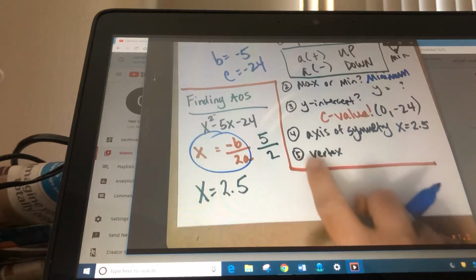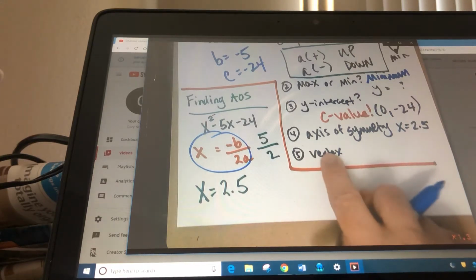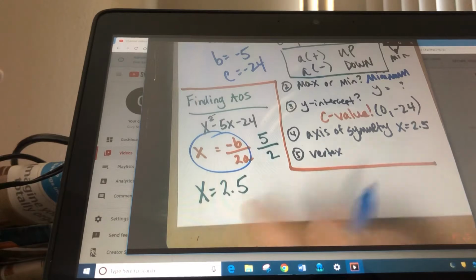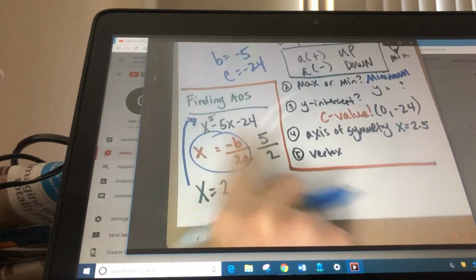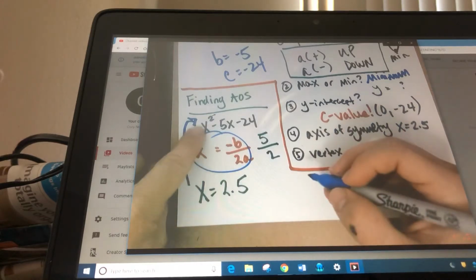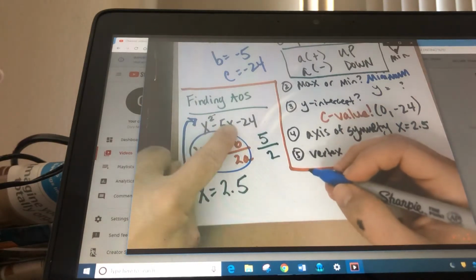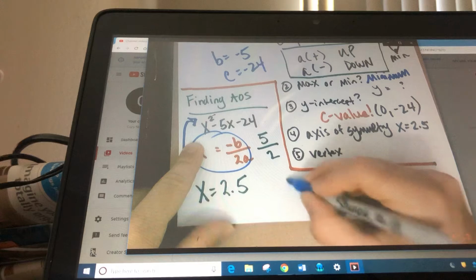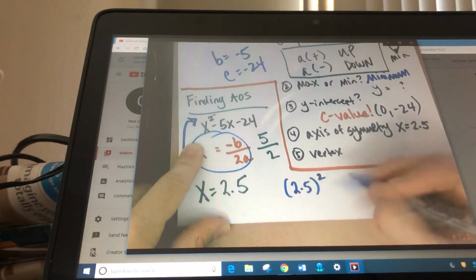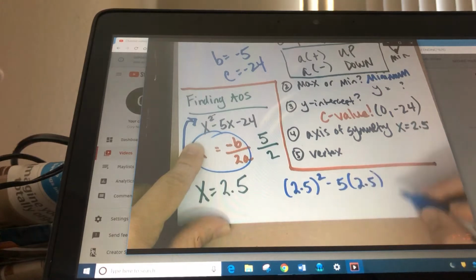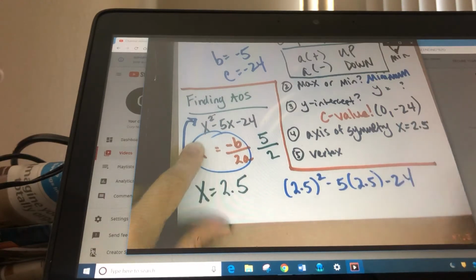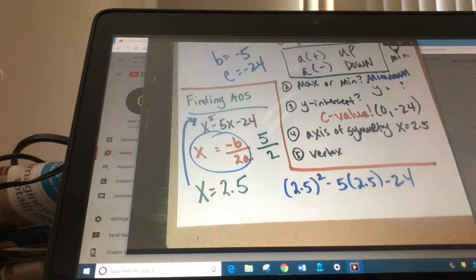In order to find the vertex, all you're going to do is take this x-coordinate and plug it in. You're going to plug it in using parentheses. So let's plug it in. We're going to replace these two x's here with 2.5 using parentheses. So we'll have 2.5 squared minus 5 times 2.5 minus 24, right?